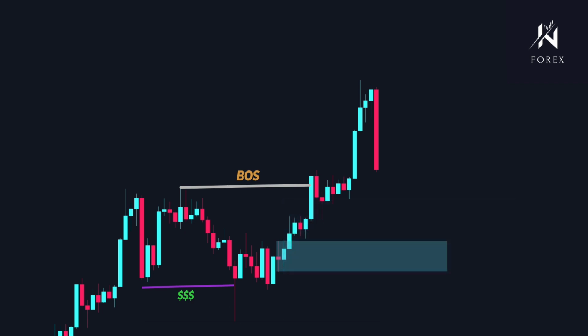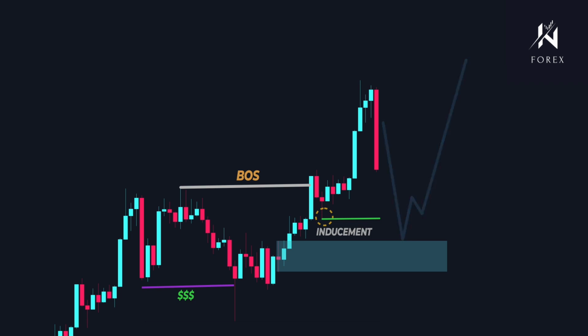Now remember, after a break of structure, we usually expect a pullback. But in this example, there's something a bit different. This time, we clearly have inducement in the market. Because this inducement is sitting there, our theory is simple. Price will likely pull back, sweep that inducement liquidity, and then continue the impulsive move higher. That's exactly what the inducement concept helps us anticipate.